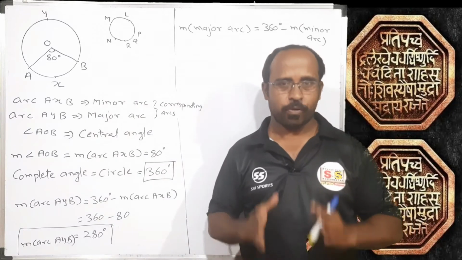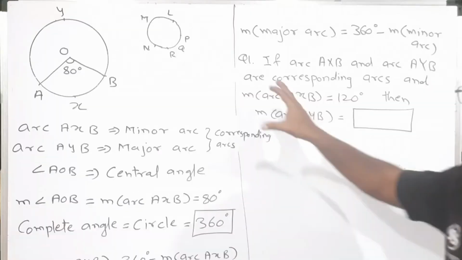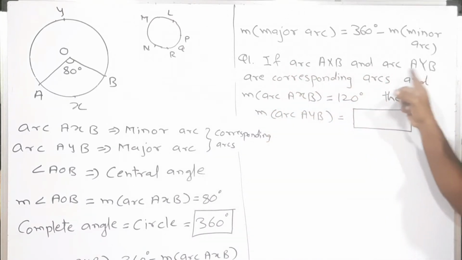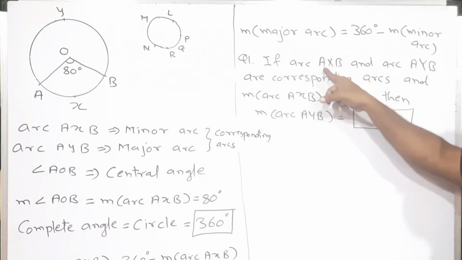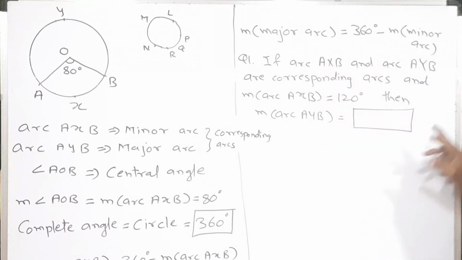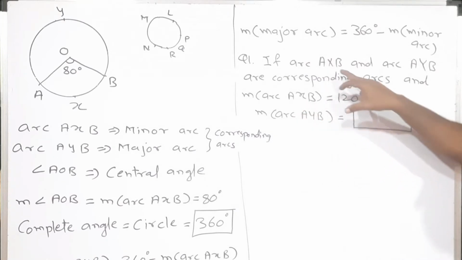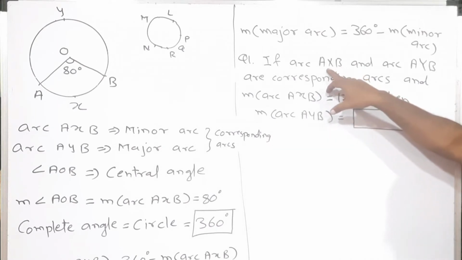Now let us see a few examples based on arcs from practice set 43. Students, question number 1 is: if arc AXB and arc AYB are corresponding arcs, they have the same endpoints A and B. And measurement of arc AXB is 120 degree. Measurement of one arc AXB is 120. Less than 180, so it is considered the minor arc.